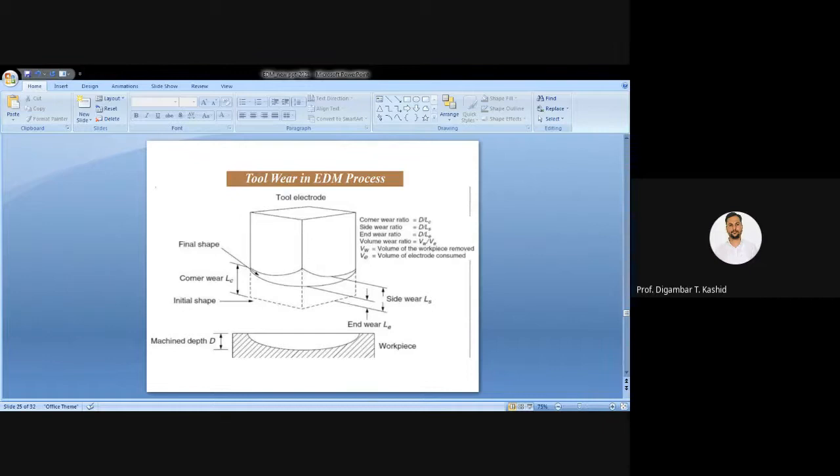So we have different wear ratios. For the corner wear ratio, you take the machining depth divided by the corner wear. Likewise, you get the side wear ratio, the end wear ratio, and the volume wear ratio also. For the volume wear ratio, you take the volume of the workpiece removed divided by the volume of the electrode consumed. So these are the different tool wears that we should know.